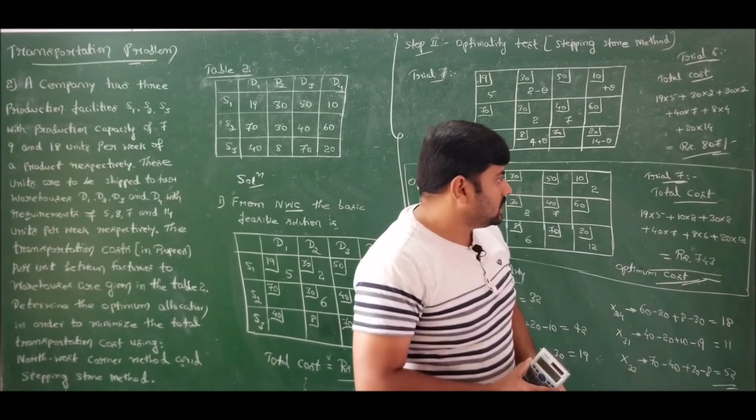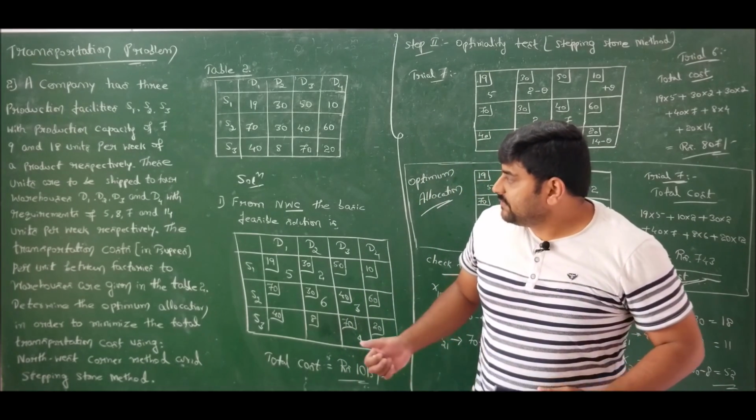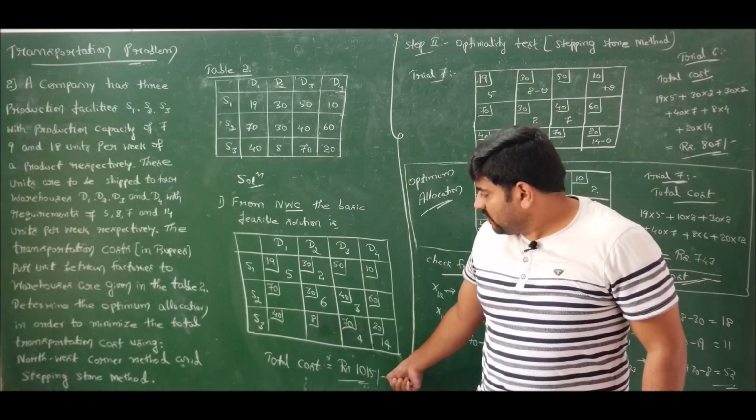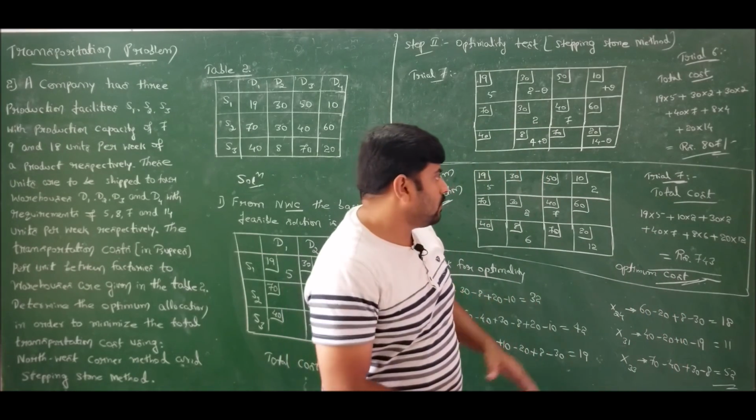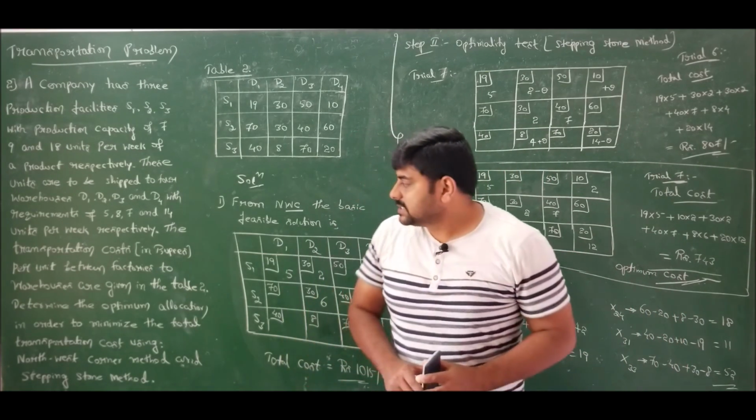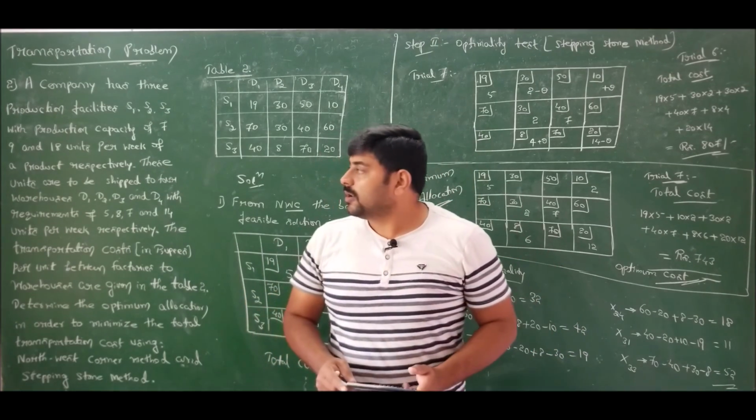The basic feasible total cost is found to be rupees 1015 from the northwest corner rule, and the optimum cost is found to be rupees 743 from the stepping stone method. So this is the solution for problem number 2.